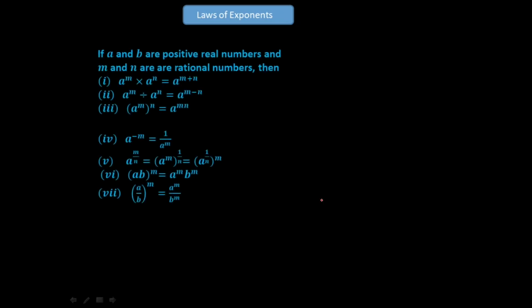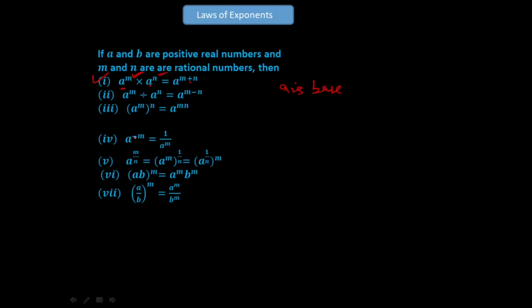Laws of exponents. These are very important. Everyone must be familiar with all these laws. What are these laws? The first one: this is called base, A is base here, and M and N are called power or exponents. If bases are same, then their exponents get added if they're multiplied, and if there is a quotient, these exponents get subtracted.